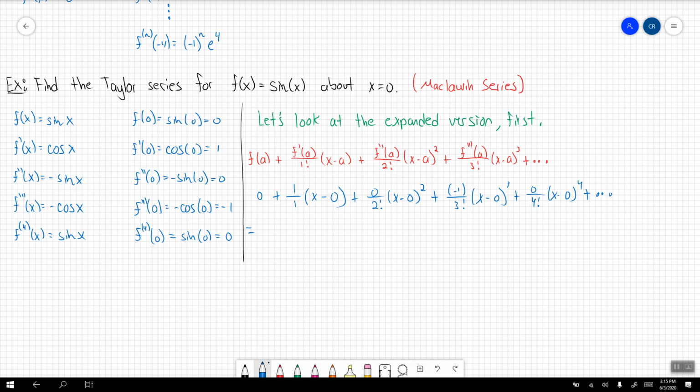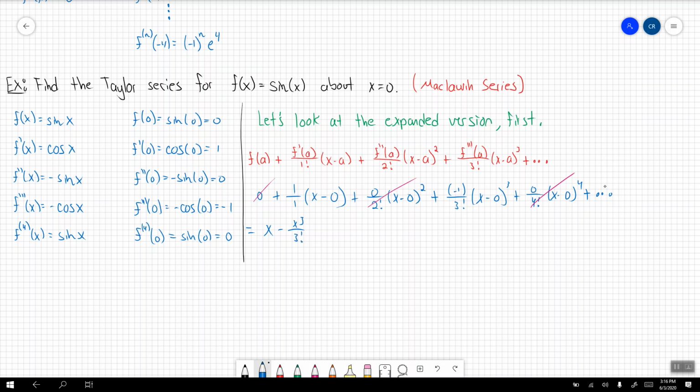All right, so what does this then tell us? Well, this now tells us that this term cancels because it's being multiplied by a numerator of 0, and this term cancels. So what do we really have left? Well, what we really have left is just this second term, which is just x, then this fourth term here, which is going to be negative x cubed over 3 factorial.